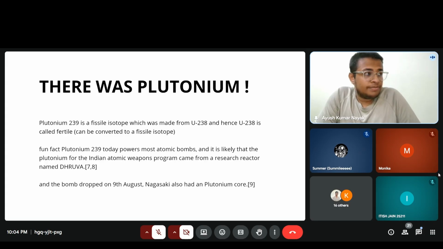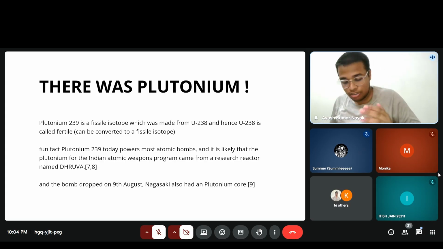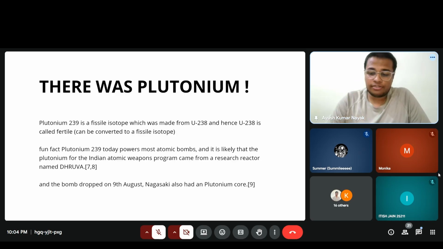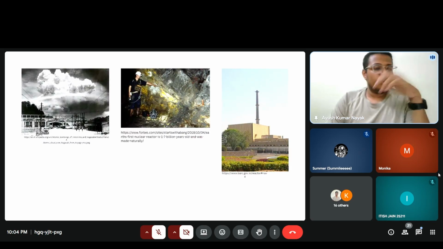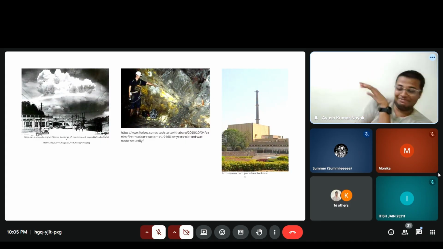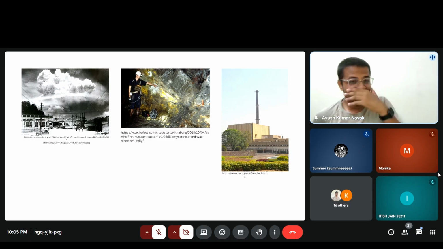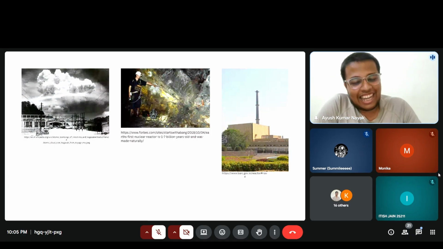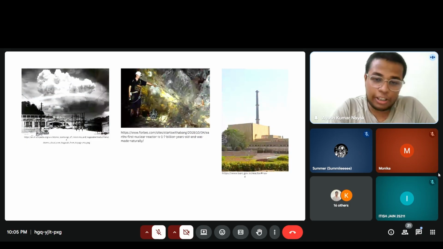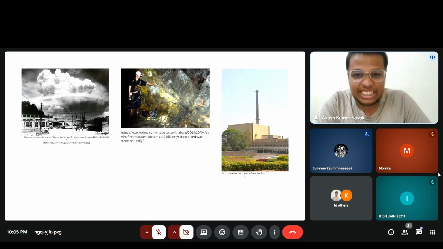And another thing is the bomb that was dropped on Nagasaki on 9th of August 1945, called Fat Man, also used a plutonium core. On the left-hand side, it's a picture of the mushroom cloud at Nagasaki in Japan on 9th of August. It was quite a devastating day.